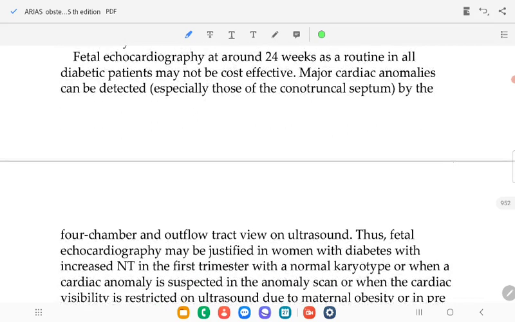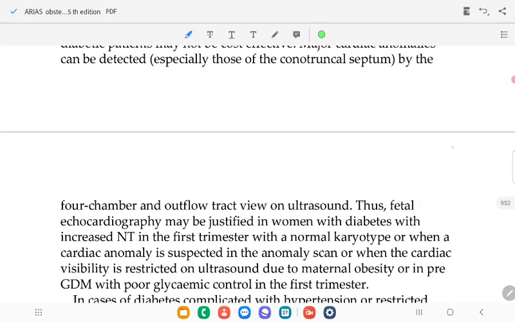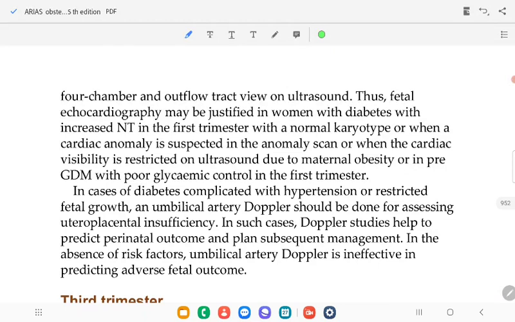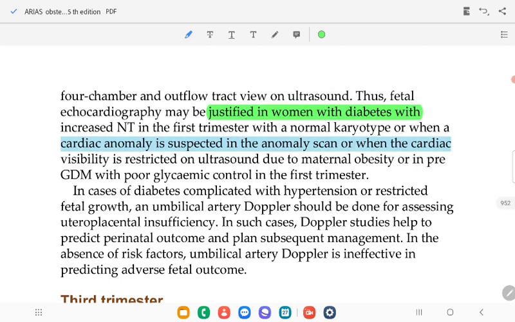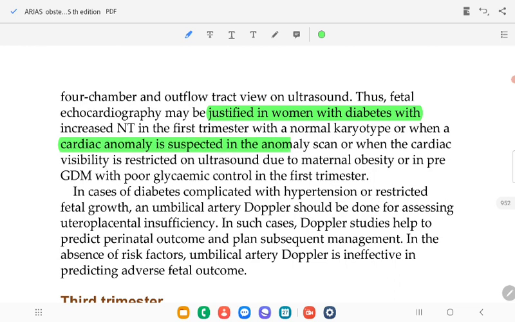Major cardiac anomalies can be detected, especially those with conotruncal septal defects, by the four-chamber and outflow tract view on ultrasound. Thus, fetal echocardiography might be justified when the diabetes comes with increased NT in the first trimester with a normal karyotype, when a cardiac anomaly is suspected in the anomaly scan, when cardiac visibility is restricted on ultrasound due to maternal obesity, or in pre-GDM with poor glycemic control in the first trimester.